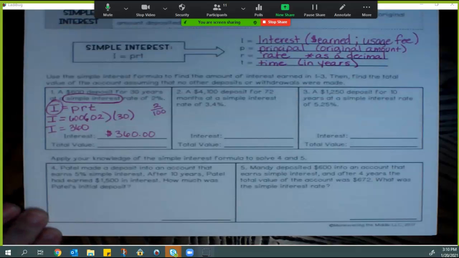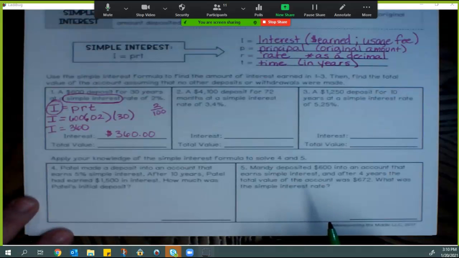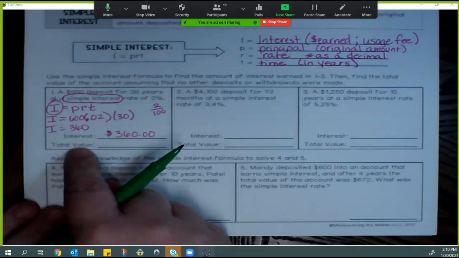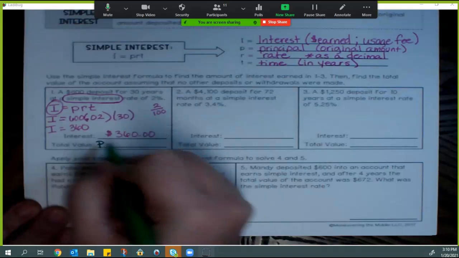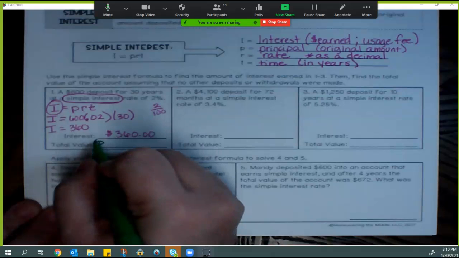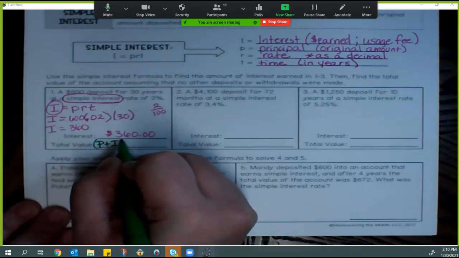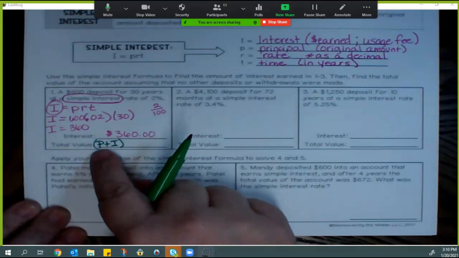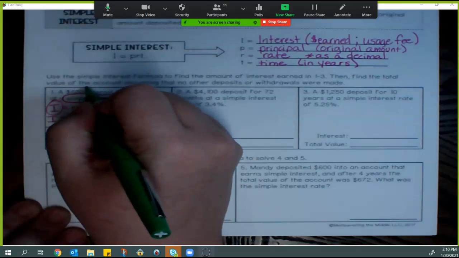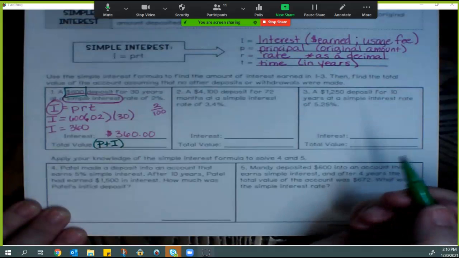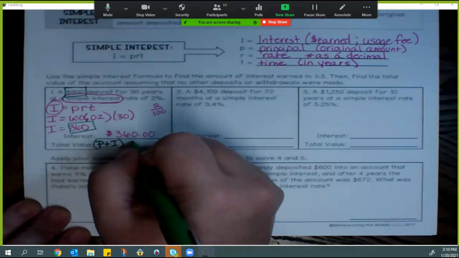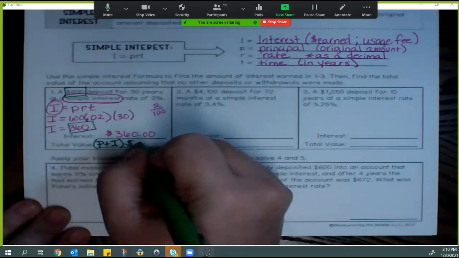How did you figure that out? What did you do to figure that out? Right. In order to figure out how much we have total at the end of those 30 years, I take my principal amount, what I started with. I add it to my interest, my free money. So I started with $600 right there. And my interest-free money was $360. So my total account balance would be $960.